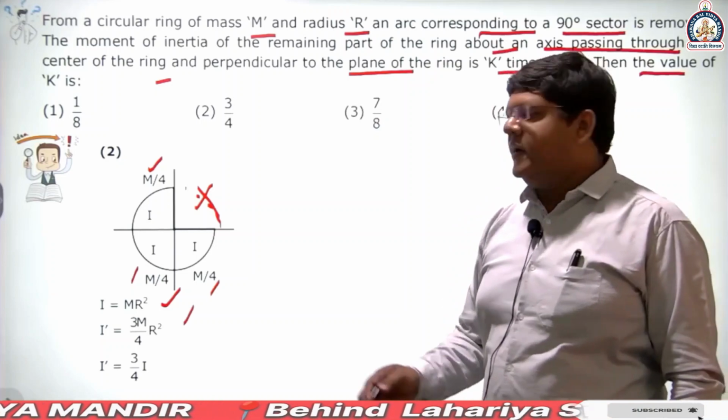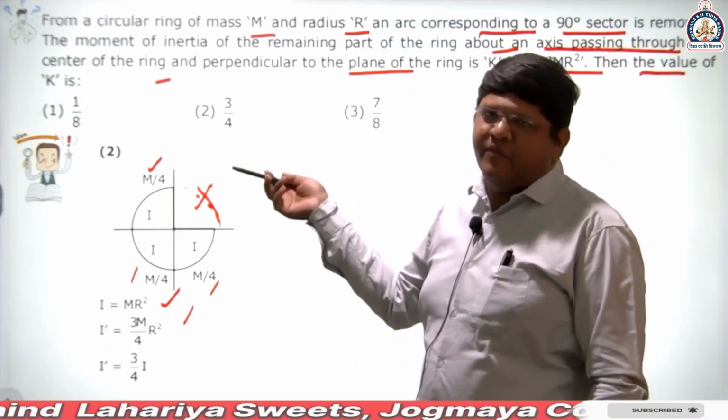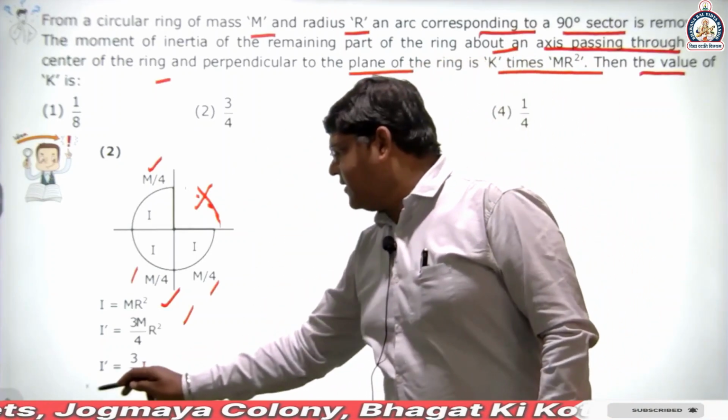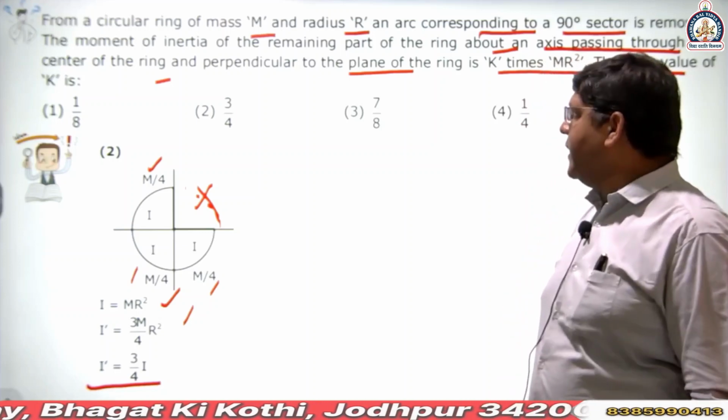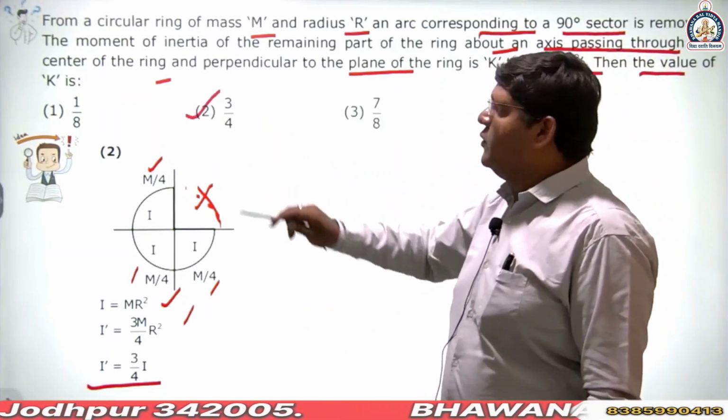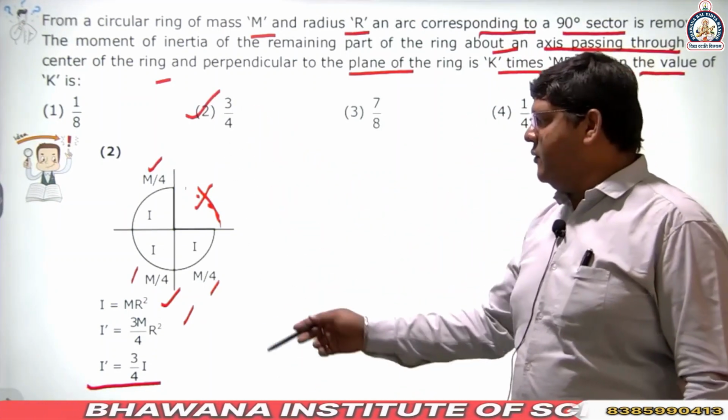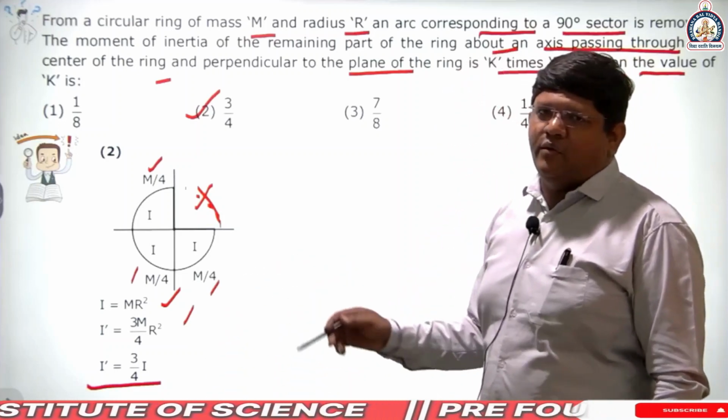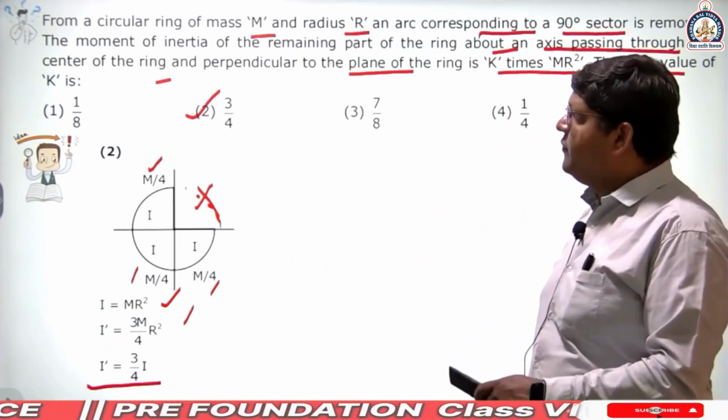Now we have to relate the moment of inertia of the original shape with this modified one. So I dash comes out to be 3 by 4 I. This is our option number 2. So the moment of inertia of the new shape as compared to the old is 3 by 4 I.